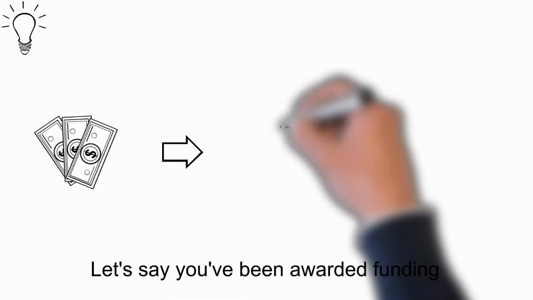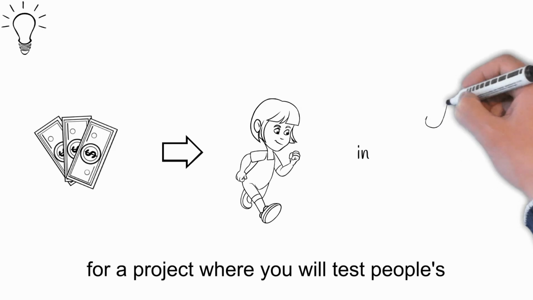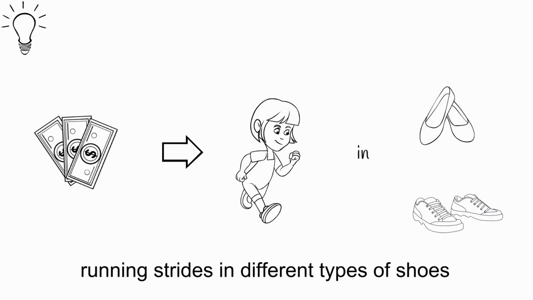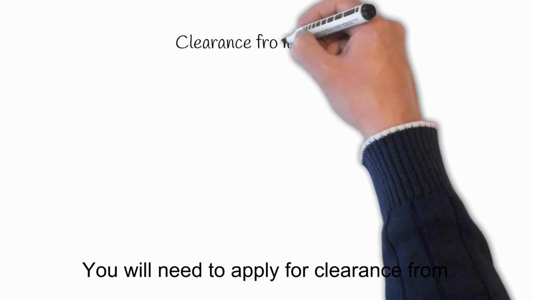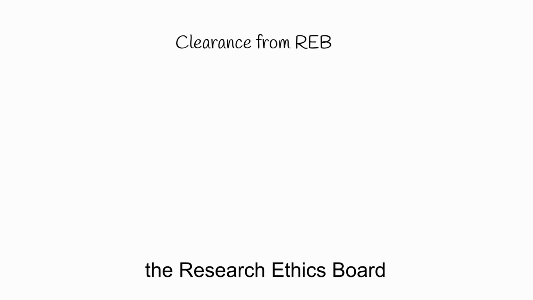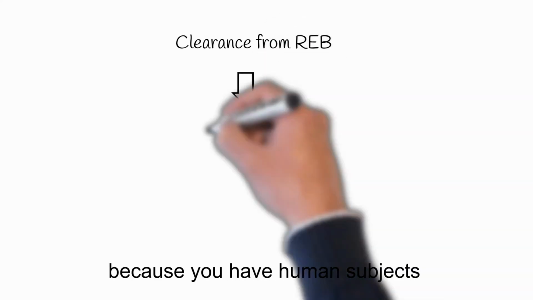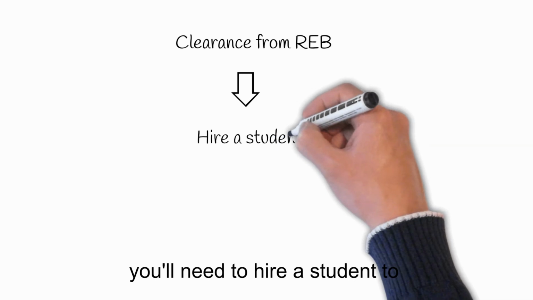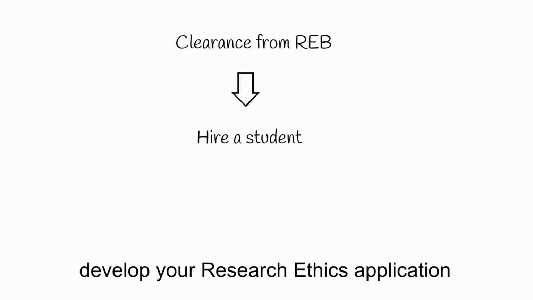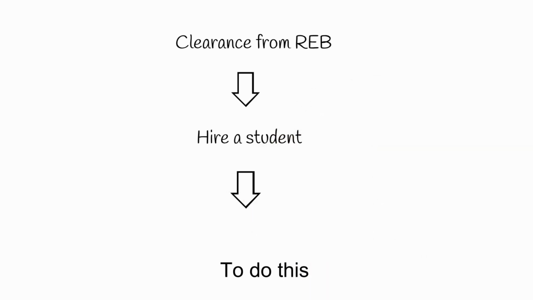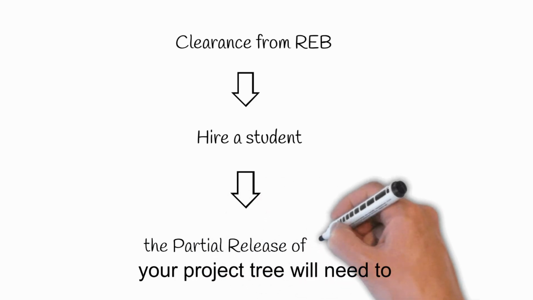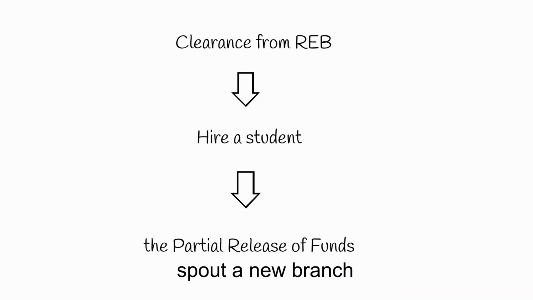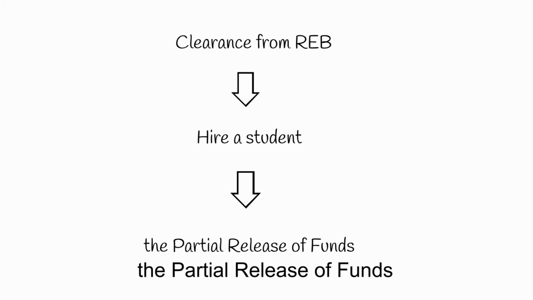Let's say you've been awarded funding for a project where you will test people's running strides in different types of shoes. You'll need to apply for clearance from the Research Ethics Board because you have human subjects. But in order to get started, you'll need to hire a student to develop your research ethics application. To do this, your project tree will need to sprout a new branch, the partial release of funds.